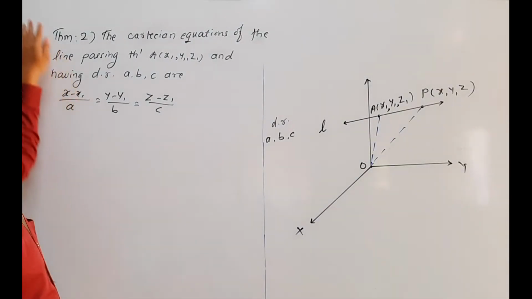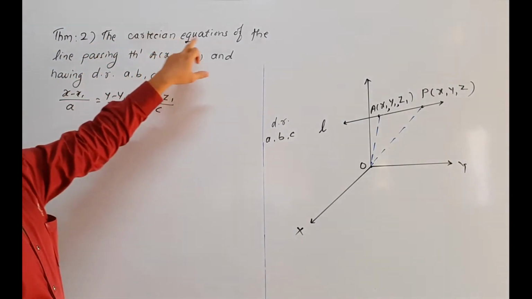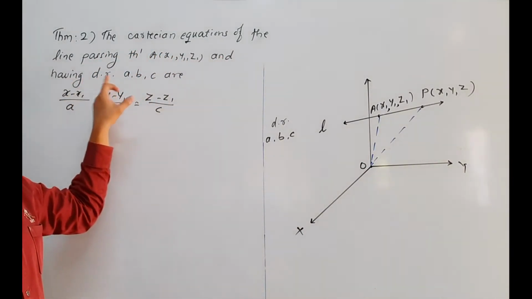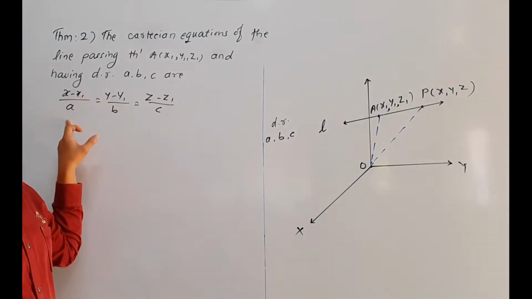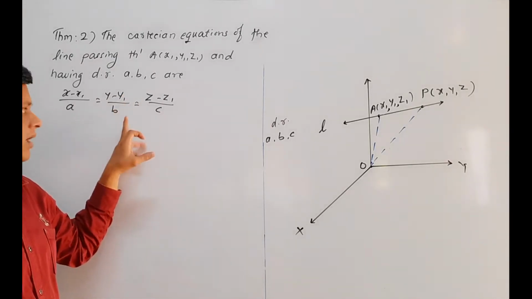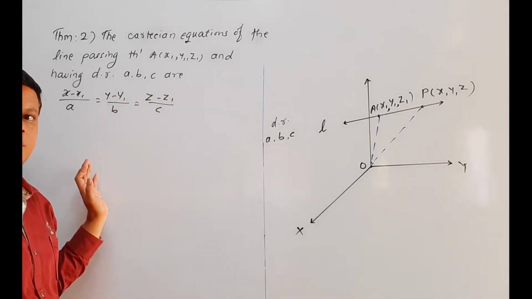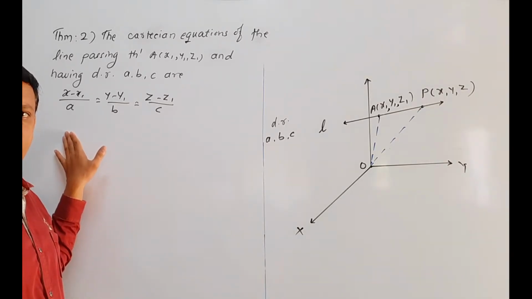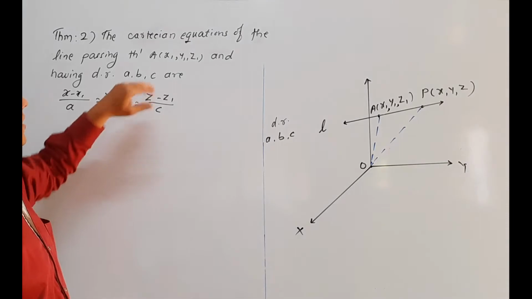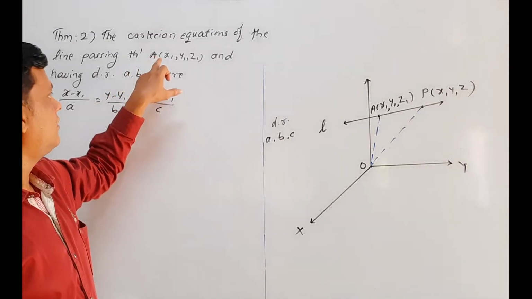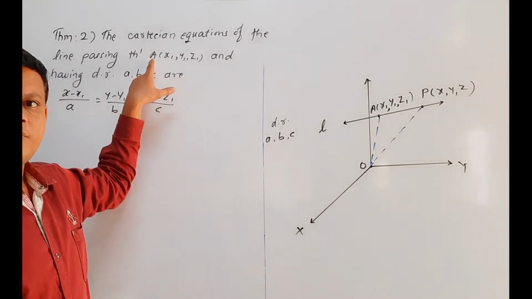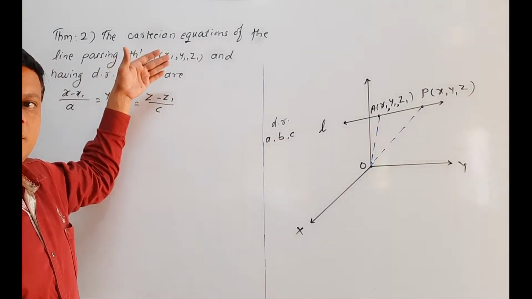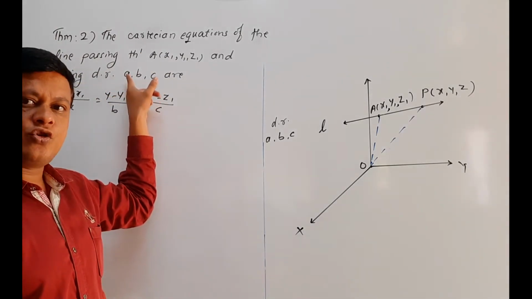Now see, theorem second: the Cartesian equations of the line passing through A of x1, y1, z1 and having direction ratios a, b, c are (x minus x1) upon a is equal to (y minus y1) upon b is equal to (z minus z1) upon c. So in theorem first, we found the equation of a line passing through the point A of A bar and parallel to the vector B bar. Here, instead of the position vector of point A, the coordinates of that point A are provided, and instead of the vector parallel to the given line, the direction ratio of that line is given.